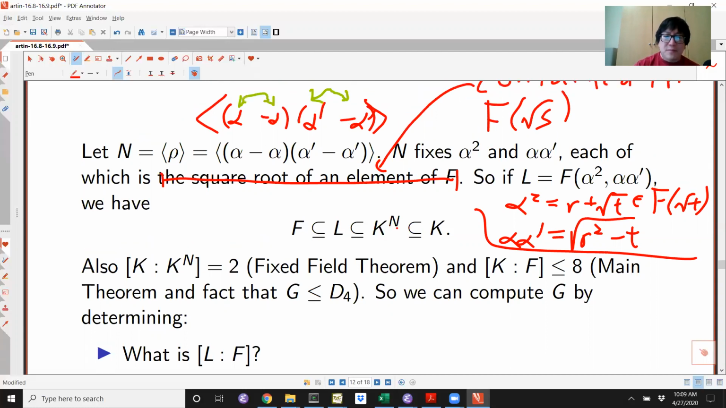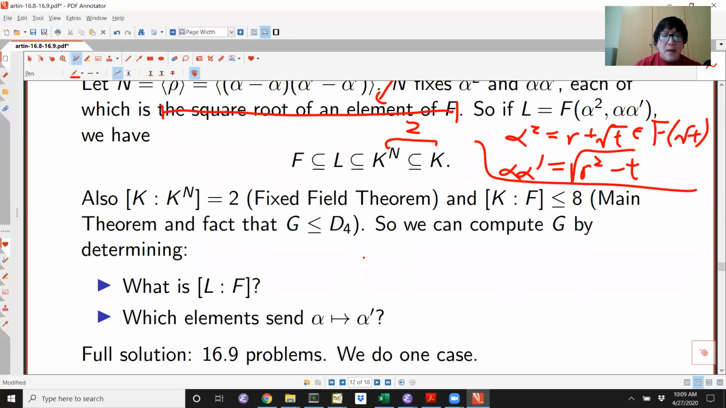We have this tower of fields, and we know that this degree here is 2 because of the fixed field theorem. And so the question is which of these degrees are 2 and 4, and a little bit of extra work coming from field elements will tell us what the Galois group G is. So the two questions to resolve here are: what is the degree of L over F, and which elements send alpha to alpha prime, for example.